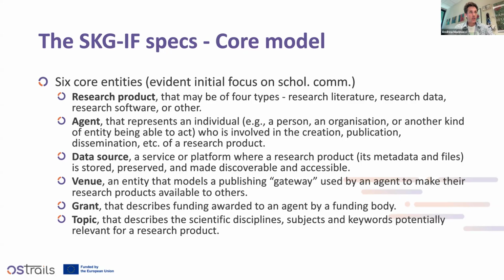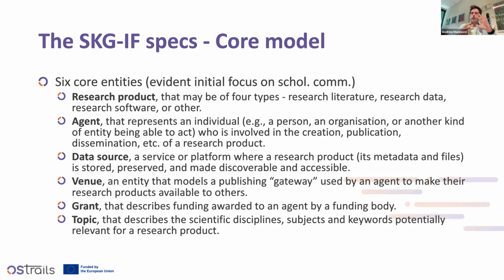Then the last two are grant and topic. Grant describes the money flowing into the system by funding bodies that are agents, if a funding body is an agent itself, and that are awarded to other agents in order to bring forward research, eventually producing research products. And then topics are about scientific disciplines, subjects, or keywords that are potentially relevant for research products.